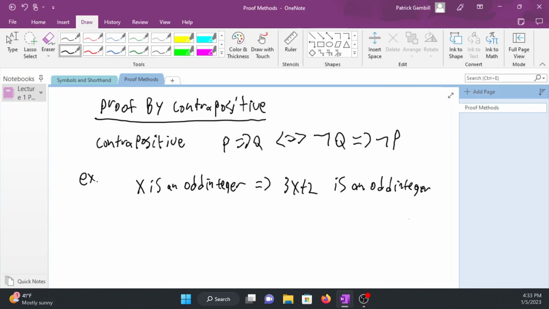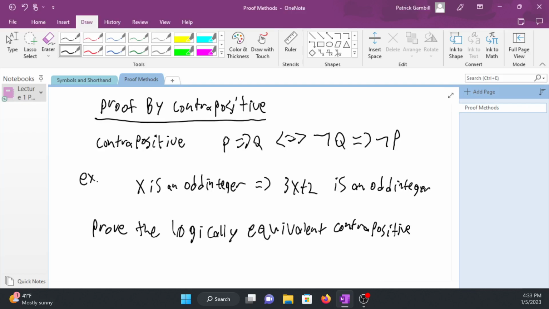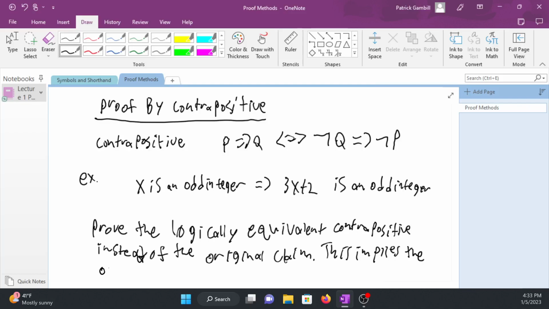That would be the contrapositive, and the claim is that this is logically equivalent to the original thing we were asked to prove. So if we're doing a proof by contrapositive, we would prove the logically equivalent contrapositive instead of the original claim. This implies the original claim holds.